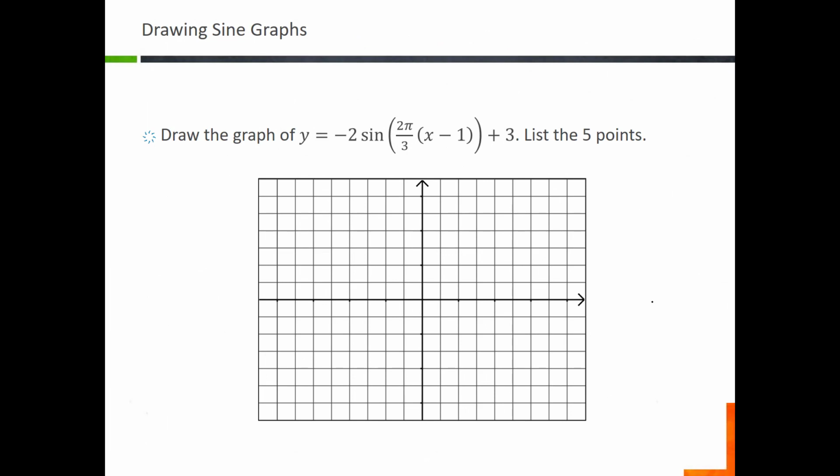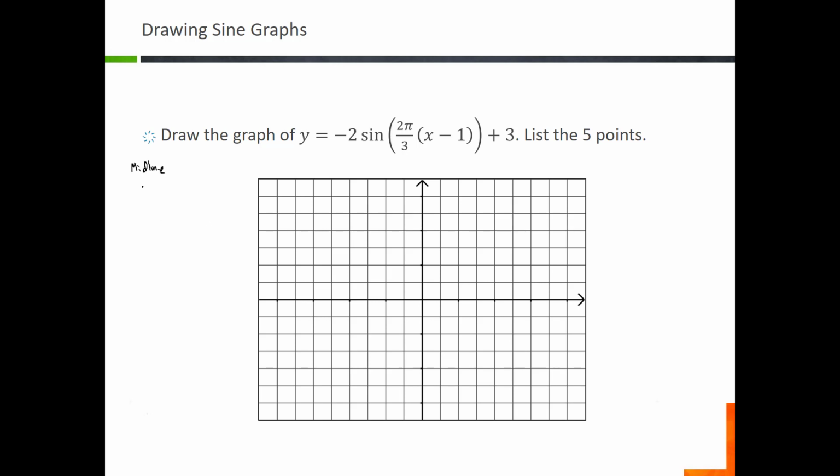All right, so we're trying to draw the graph of y equals negative 2 times the sine of 2 pi over 3 times the quantity x minus 1, and then plus 3. So we want to draw the graph, and we want to list out the 5 coordinates. So to go through our process again, we want to draw that box. To draw the box, the first thing we need to figure out is where is the middle, the center of the graph. So let's talk about this midline.